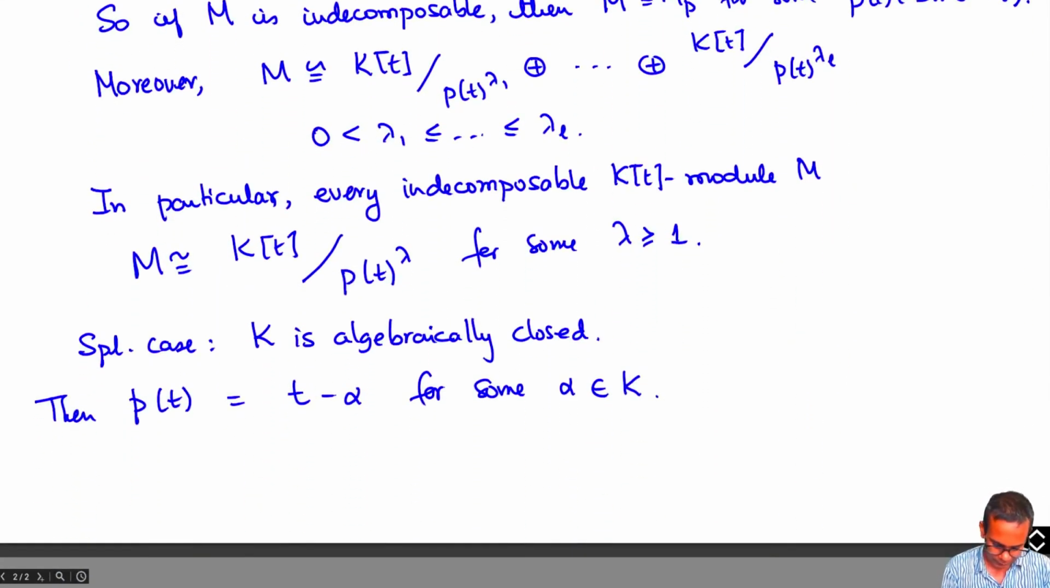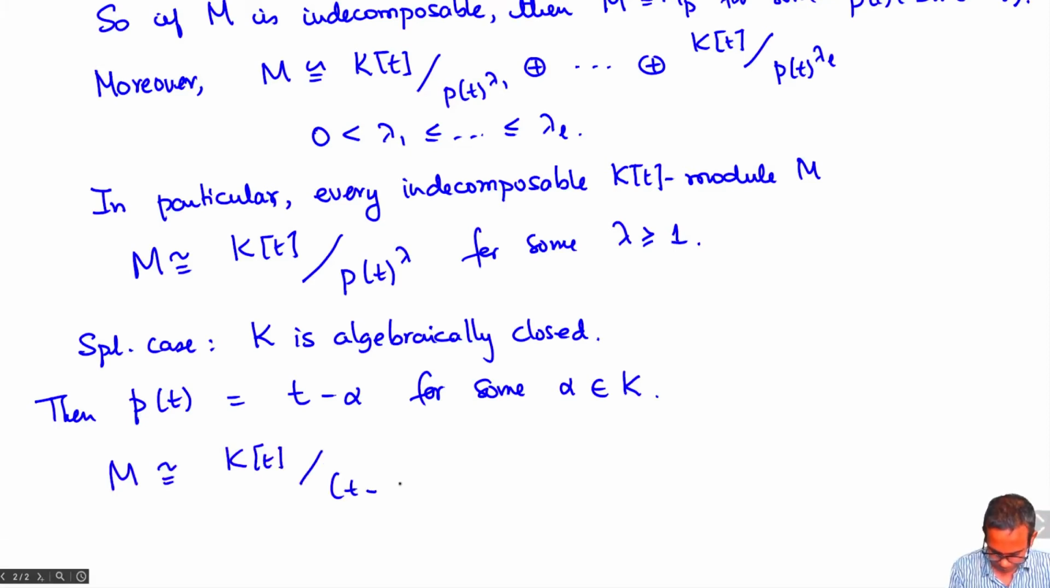So we'll only take polynomials with leading term equal to 1. And so likewise here, every irreducible polynomial is linear, and by scaling it, we can make it monic, and hence of the form T minus alpha for some alpha in K. And in that case, M is isomorphic to K[T] mod (T minus alpha) to the power lambda.